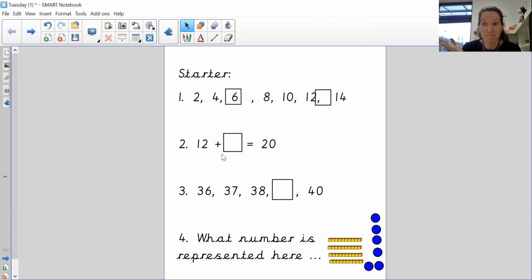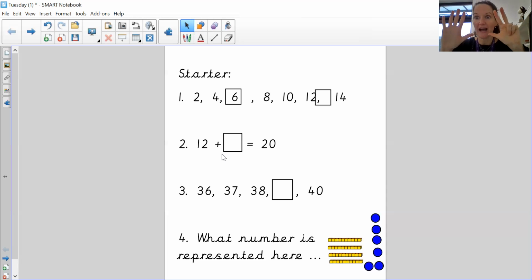12 plus something equals 20. How am I going to solve that? Well, I'm going to do some counting on. So I'm going to put 12 in my head, and I'm going to count on until I get to 20. Now, if you know your number bonds, then you should know the answer to this very quickly. But I'm going to count on. So at 20, I'm going to stop. So 12 in my head, 13, 14, 15, 16, 17, 18, 19, 20.